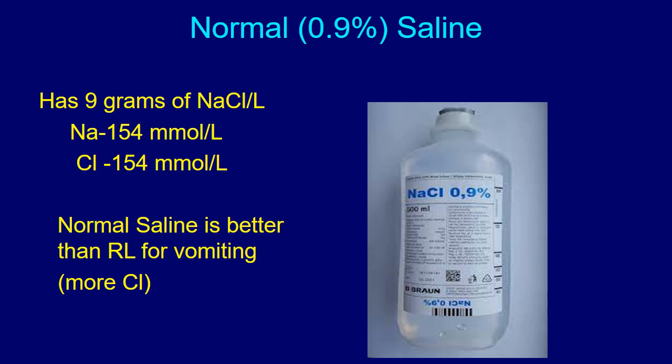Right, so normal saline or 0.9% saline is an example of isotonic crystalloids, and it has 9 grams of sodium chloride per liter, with sodium ions 154 millimoles per liter, and an equal amount of chloride, 154 millimoles per liter. So normal saline is better than Ringer's lactate when it comes to replenishing fluid losses after vomiting, because normal saline has more chloride, and vomiting patients tend to lose more chloride.